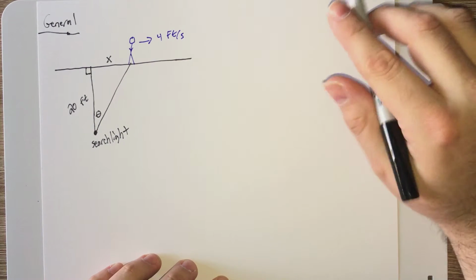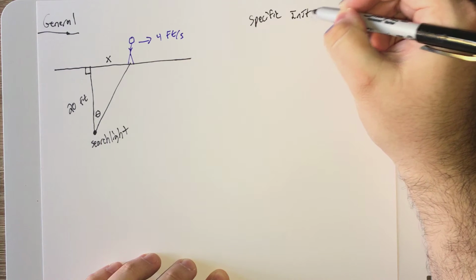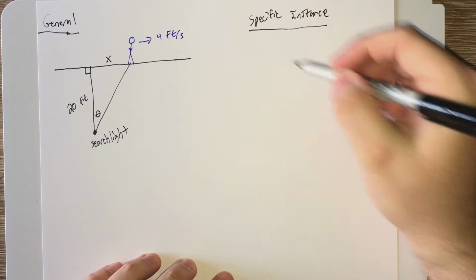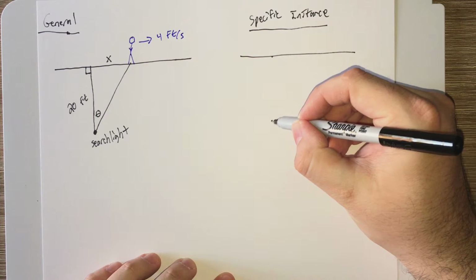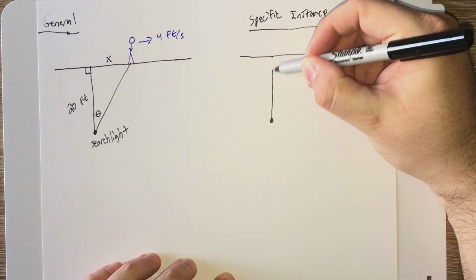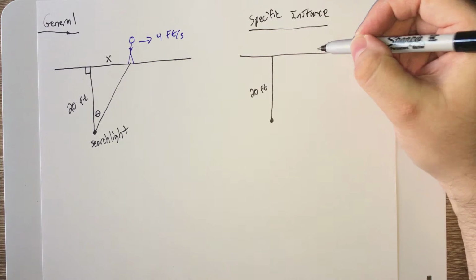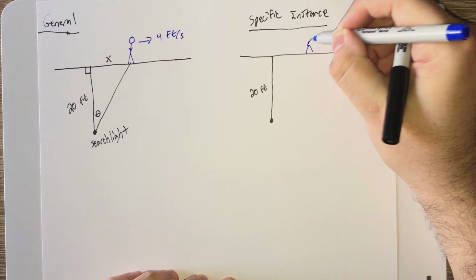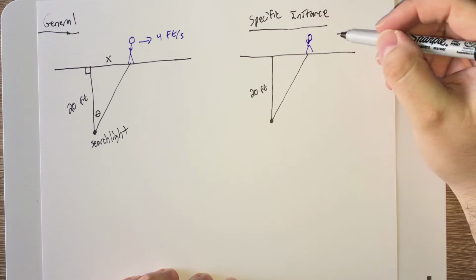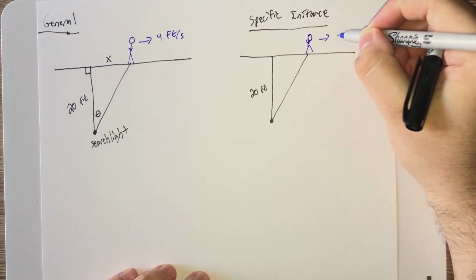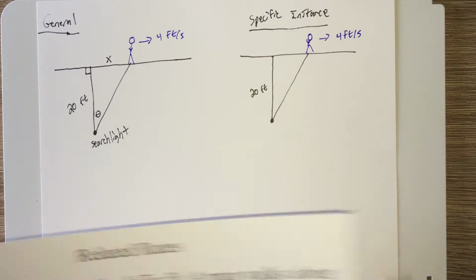Now I'm going to draw another picture for the specific instance when they're asking us to find something. So I'm going to draw the same picture again, but now I'm going to label the other quantities that are given at that specific instance. So this is still 20. Let's say at the instant that they're asking us to find something, the man is right here. He's still going 4 feet per second this way. Now I'm going to bring back the problem and let's keep reading it before we finish that picture.